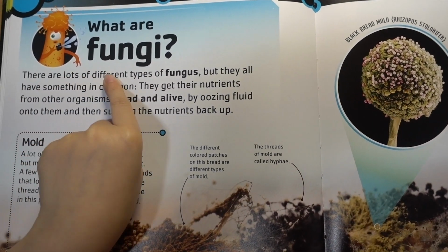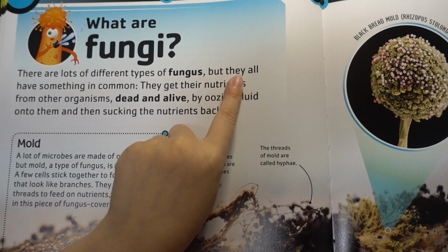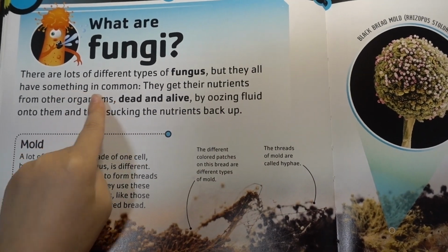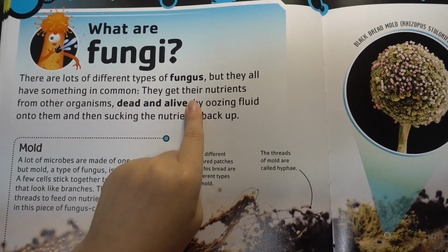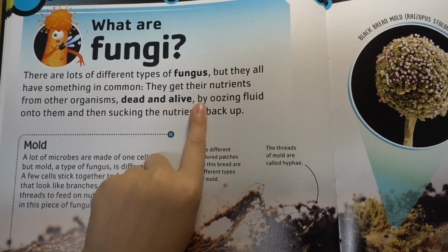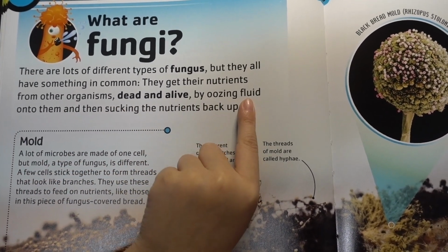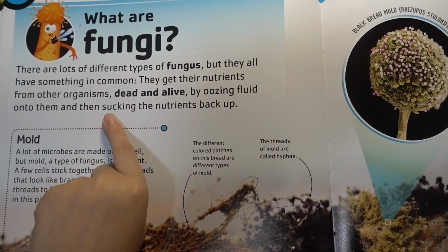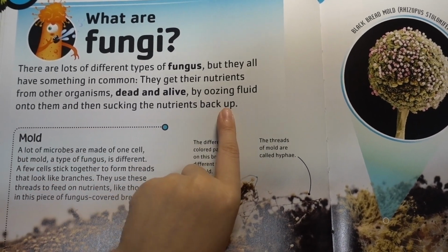What are fungi? There are lots of different types of fungus, but they all have something in common. They get their nutrients from other organisms, dead and alive, by oozing fluid onto them and then sucking the nutrients back up.